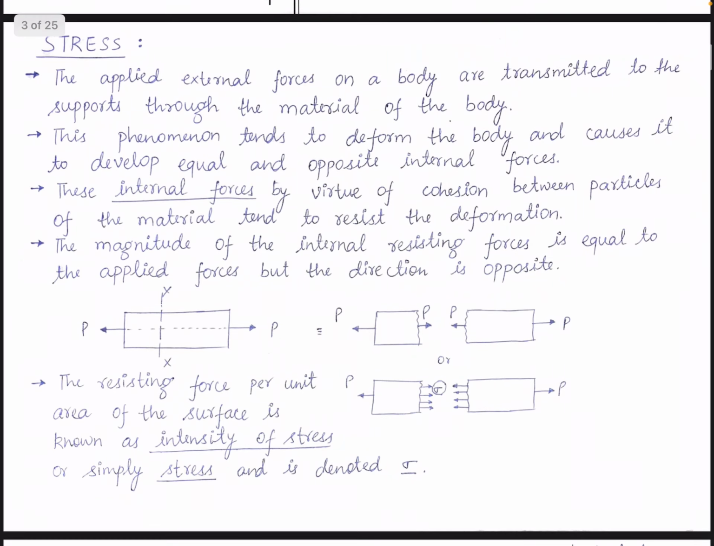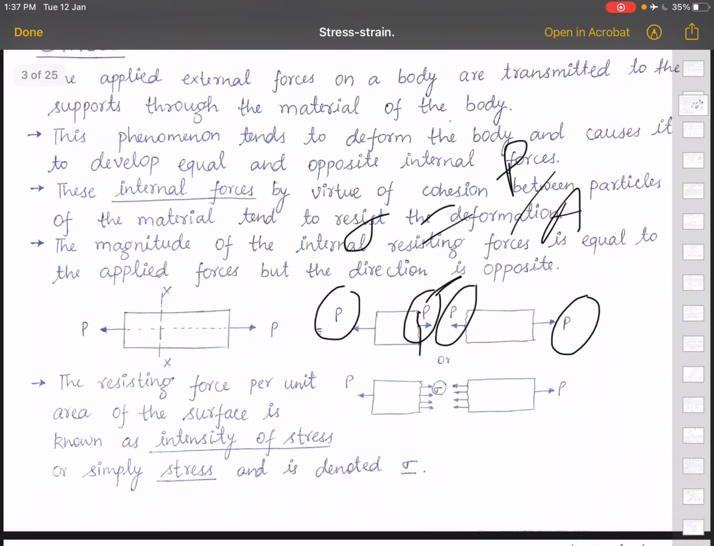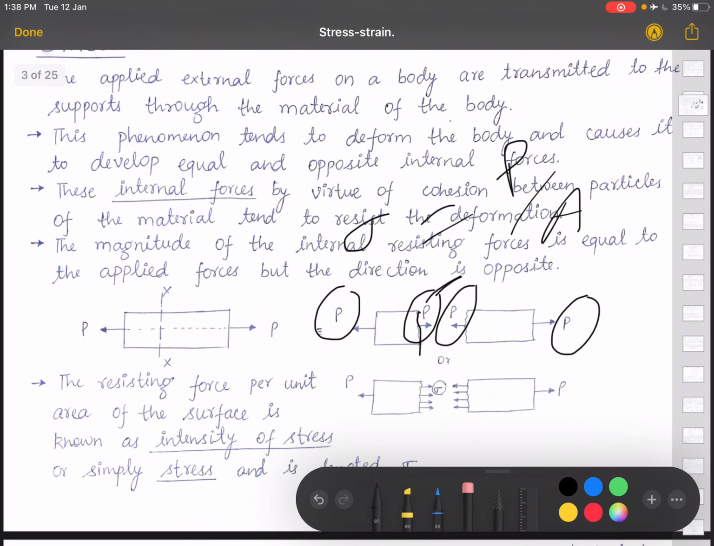Now let us see what is stress. The applied external force on a body is transmitted to the support through the material of the body. That is fine. This phenomenon tends to deform the body and cause it to develop equal and opposite internal forces. So you can see from here, this force is here, and if you check this cross section, equal and opposite forces will be generated. This force per unit cross-section area will be termed as stress, P by A. So this is your stress.